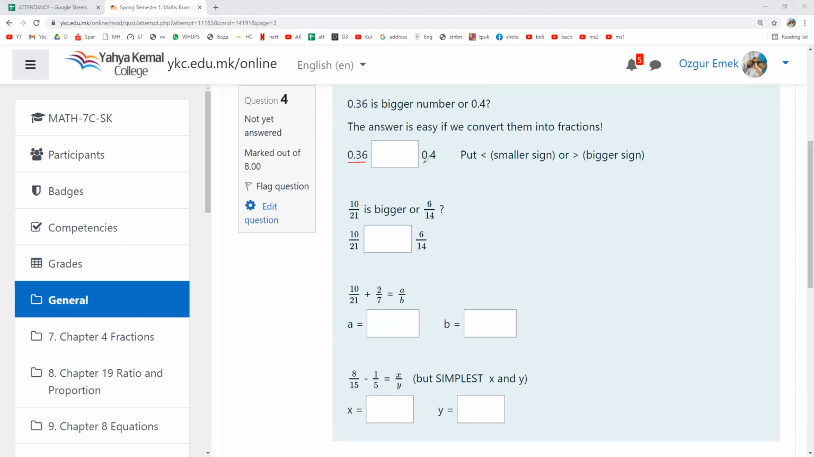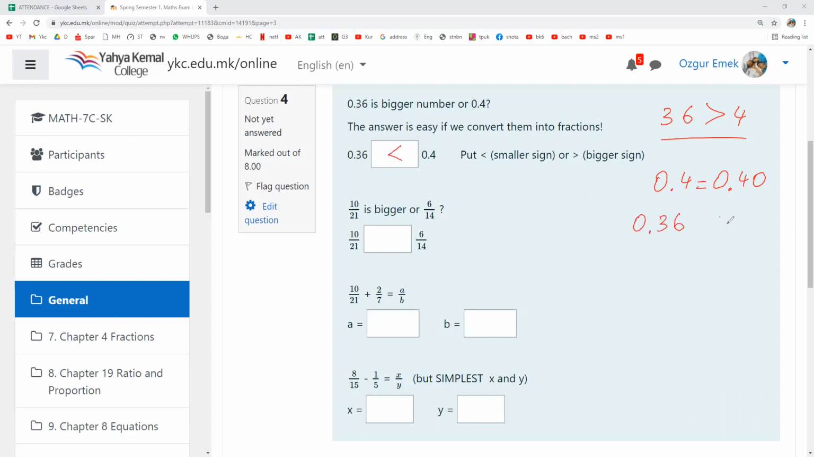Which number is bigger? It seems 36 is bigger than 4. Now it seems it is, but when you consider decimal numbers, it is better to consider them with the same number of decimal places. Here, 2 decimal places, here only 1. 0.4 has equal value with 0.40 in 2 decimal places. We want to say 0.36 is bigger, but when you consider both in 2 decimal places, is it 36 or 40 that is bigger? Of course, 40. So 0.4 is the bigger number.